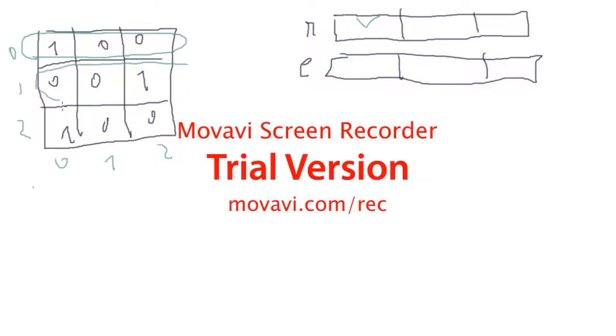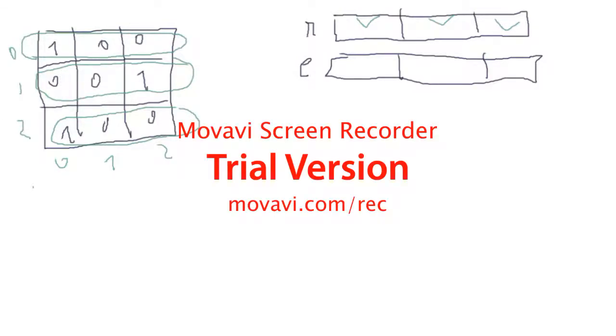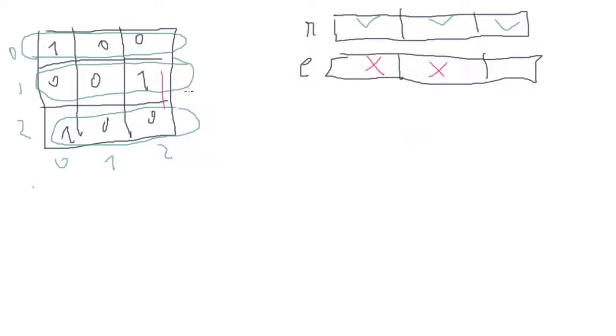For the second row, we also count 1. The requirement maintains itself, and here it's the same. So every row respects the requirement. Now let's see about the columns. Column one, the first column, fails. The second column fails, and the third column is valid too.